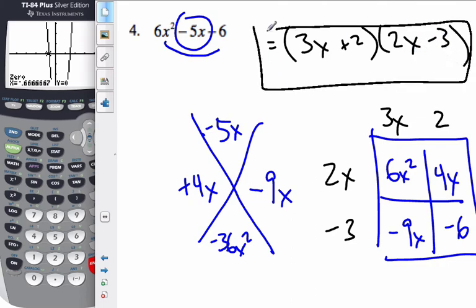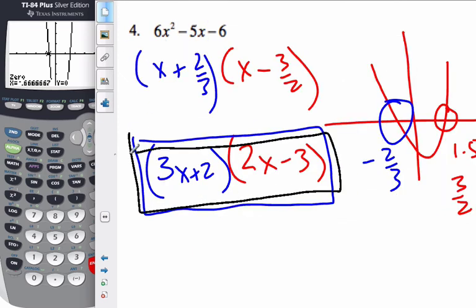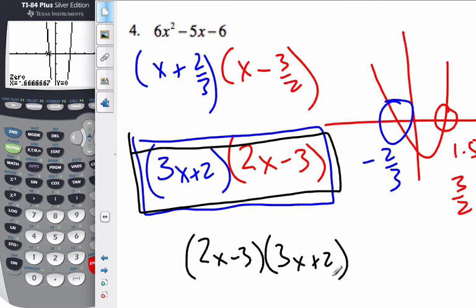This is my factor. If I look back here, it is the same as this one. It is also equally correct to write it in this order. The order doesn't matter. Because this is multiplying, you can switch them around.